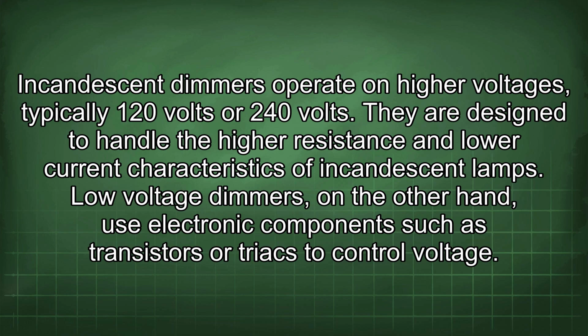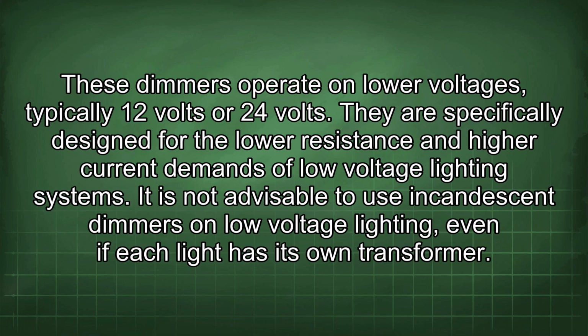Low-voltage dimmers, on the other hand, use electronic components such as transistors or triacs to control voltage. These dimmers operate on lower voltages, typically 12 volts or 24 volts. They are specifically designed for the lower resistance and higher current demands of low-voltage lighting systems. It is not advisable to use incandescent dimmers on low-voltage lighting, even if each light has its own transformer.